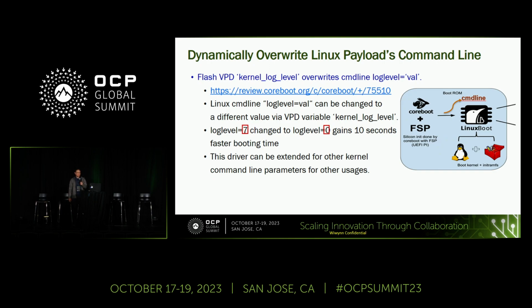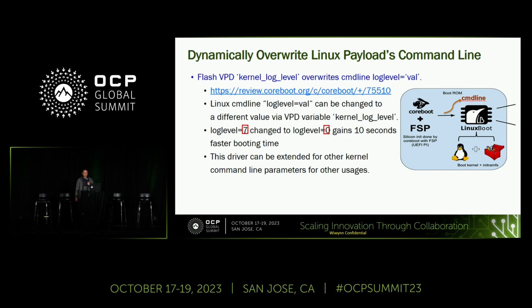Dynamically override Linux payload's kernel command line. So the Linux payload kernel command line is statically configured at build time. There are many different Linux kernel command lines, of course. So we made a coreboot driver that lets us override the Linux kernel command line parameters dynamically through VPD variables.